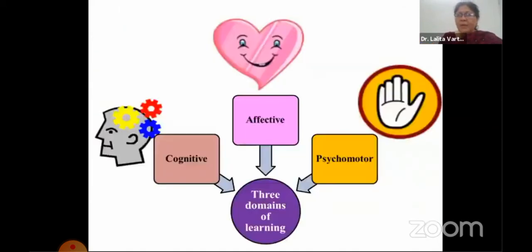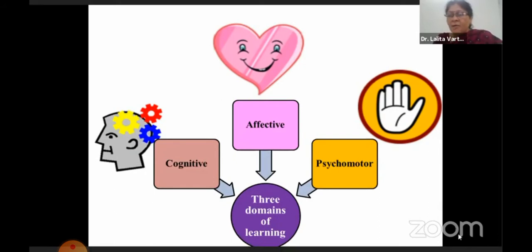With this background, let us look at the taxonomy now. What Benjamin Bloom focused on was the three different domains of human learning: the cognitive domain, the affective domain, and the psychomotor domain.